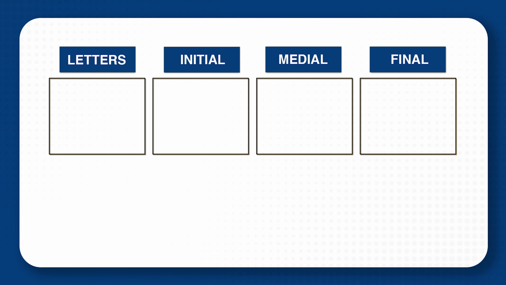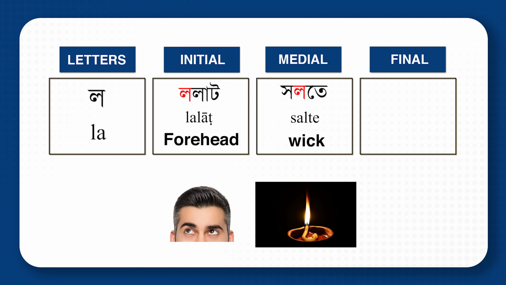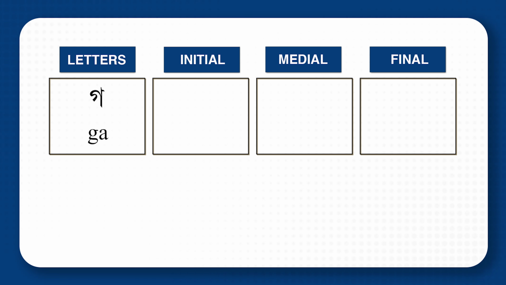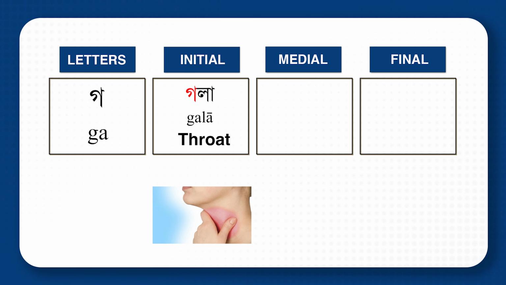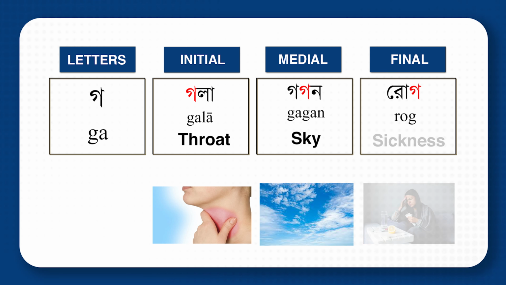The next letter is Law. It can occur in its original form in initial position in Lolat, which means forehead, in medial position in Sholte, which means wick, and in final position in Torol, which means liquid. The next letter is Ga. In initial position, it can occur in Gola, which means throat, in medial position in Gogon, which means sky, and in final position in Rog, which means sickness.